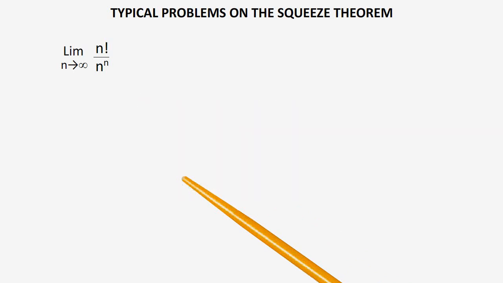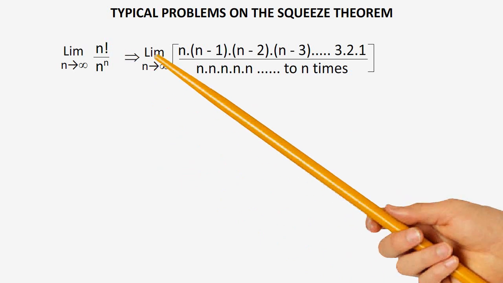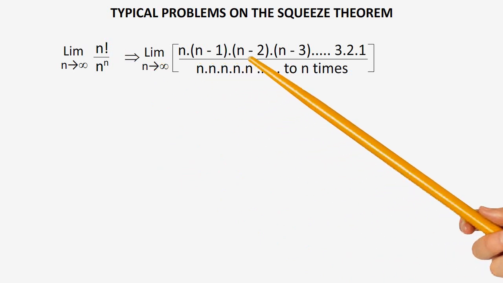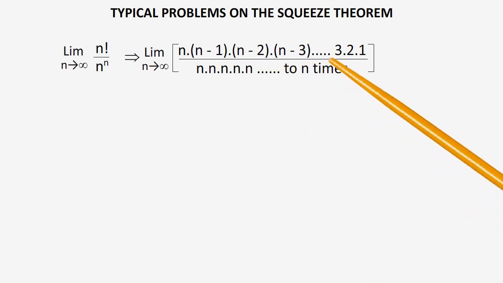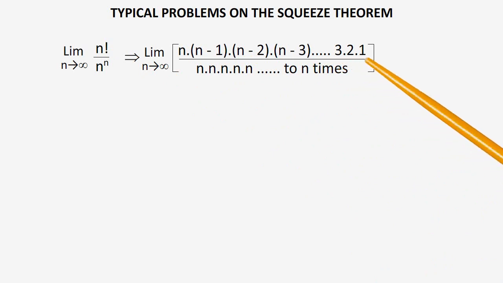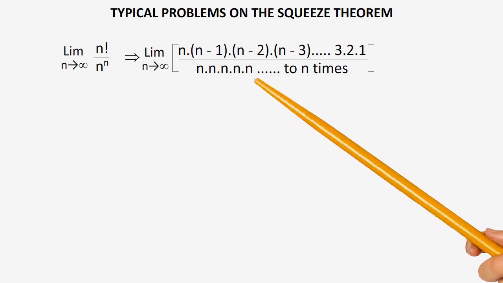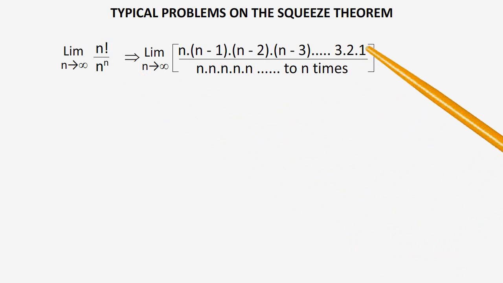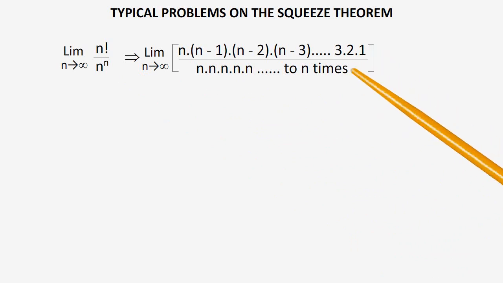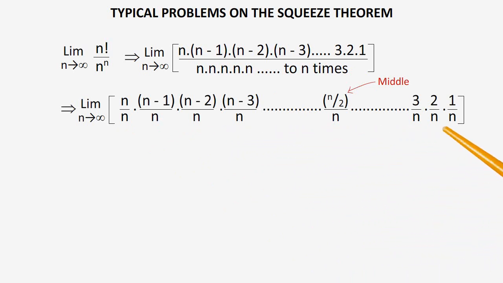What do we do? We just break the numerator, that is factorial n, as n times n minus 1 times n minus 2 times n minus 3 and so on, up to n terms, that is up to 3 times 2 times 1. We also break up the denominator as n times n times n and so on, up to n terms, like this. Now we see that both the numerator and the denominator are products of n terms. In the next step, we express the expression as a product of n number of fractions like this.